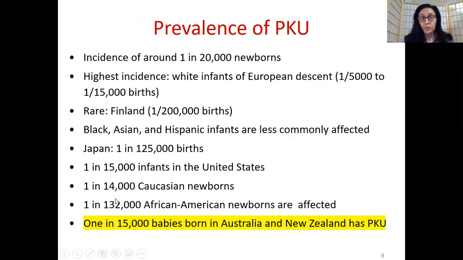All right, now the prevalence of PKU. The incidence roughly around the globe is 1 in 20,000, and in Australia it is 1 in 15,000 babies. The incidence is more common among Caucasians, white infants of European descent, as compared to Asians, Africans or Hispanics. It's less common among these populations. Not saying that it does not happen, it does happen, but the incidence rate is much higher among Caucasian populations.